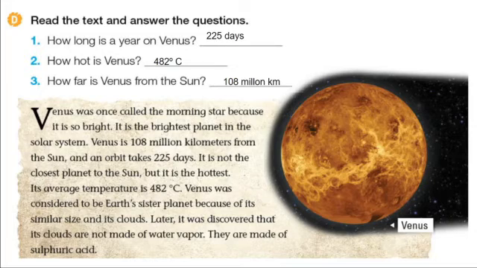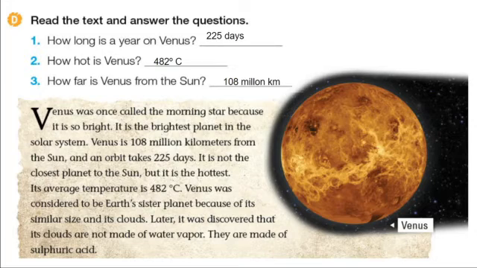Venus fue llamada una estrella de la mañana. ¿Por qué? Porque era muy brillante. Este planeta es el más brillante planeta en el sistema solar.